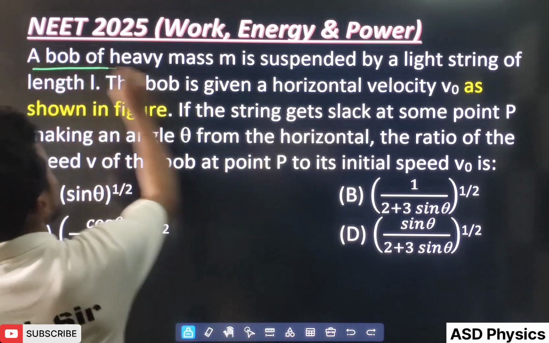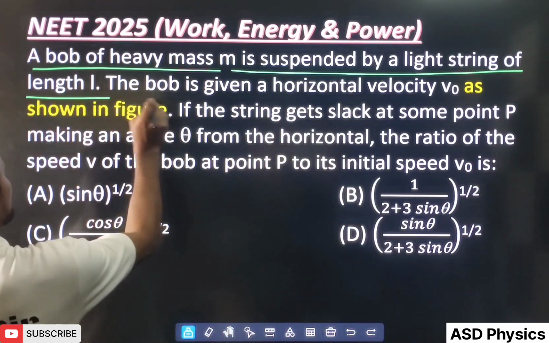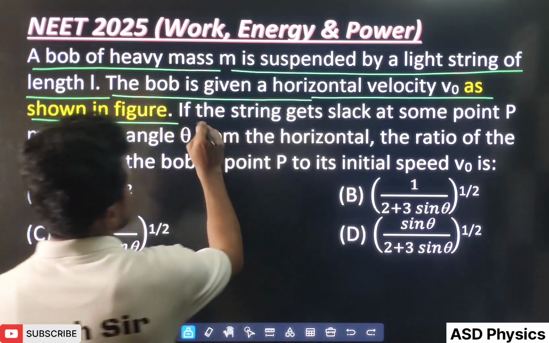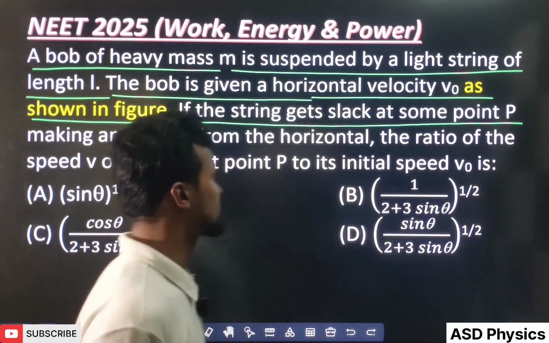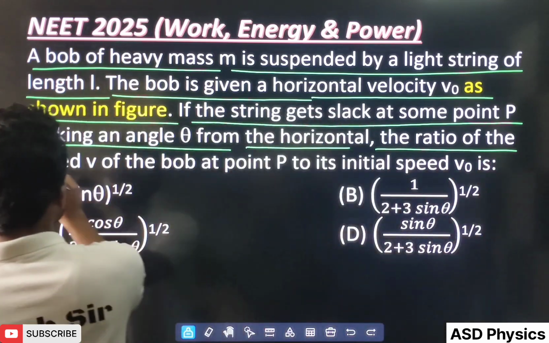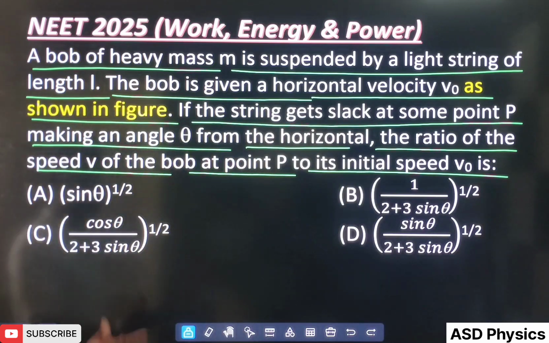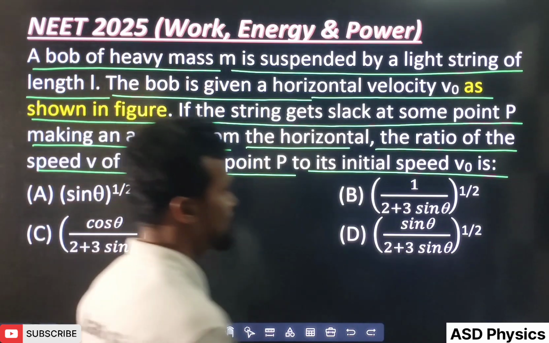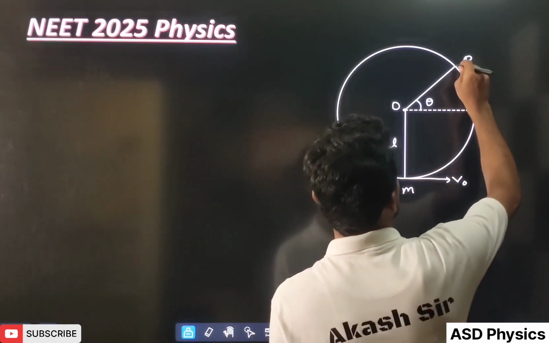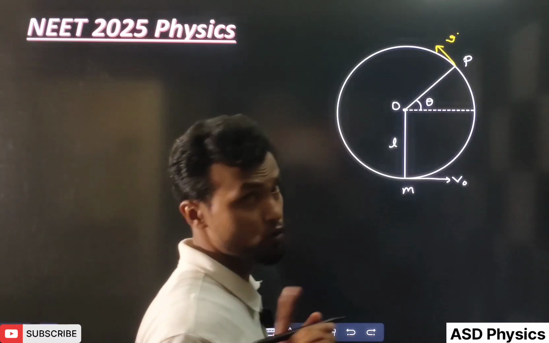A bob of heavy mass M is suspended by a light string of length L. The bob is given a horizontal velocity V0 as shown in figure. If the string gets slack at some point P, making an angle theta from the horizontal, find the ratio of the speed V of the bob at point P to its initial speed V0. And these options are given here. So students, you can see this is the situation at point P. They are telling that the speed is V. So first we are going to use the centripetal force concept.